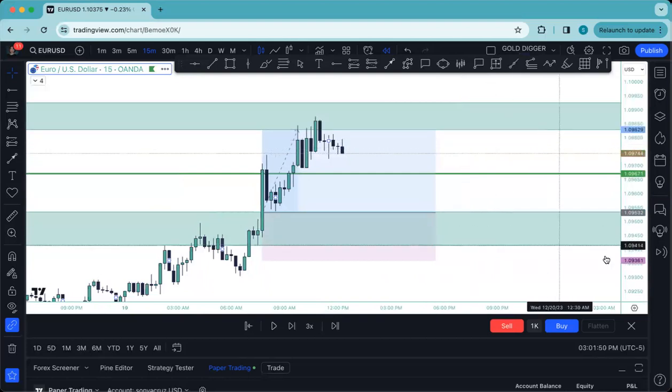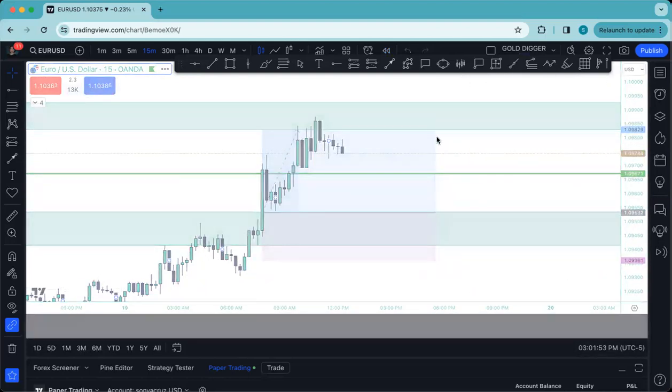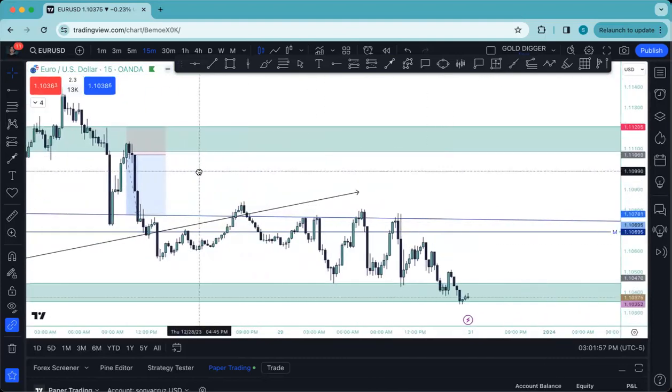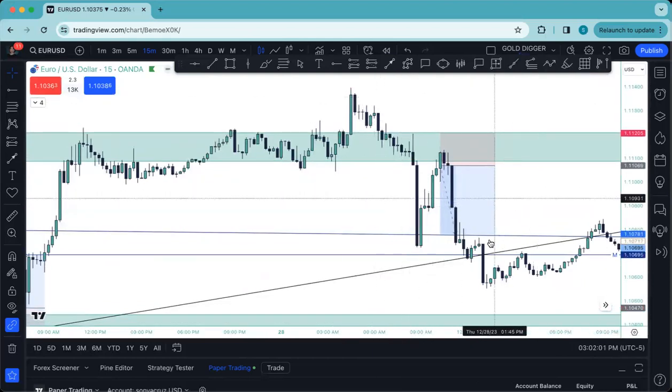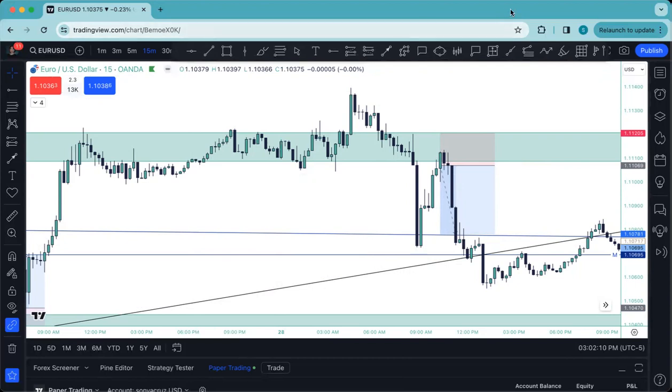So that is how you use bar replay. You can exit out of it right there. And that is pretty much it. Let's stop the share.